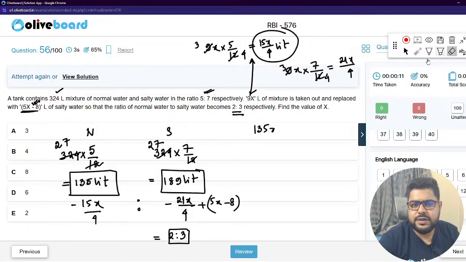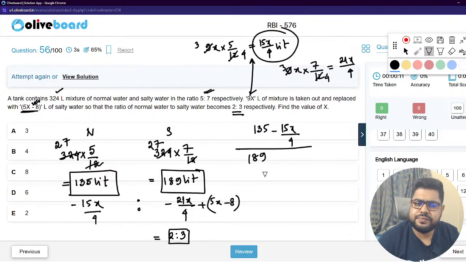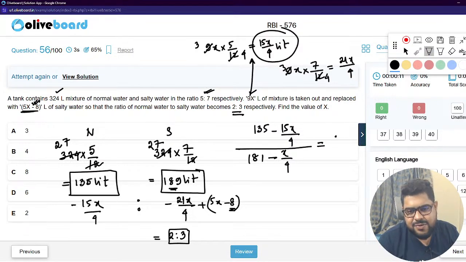135 minus 15x divided by 4, over 189 minus 8, that is 181, and minus this plus this, so minus 4 5s are 20, this will become x by 4. That is equal to 2 divided by 3.